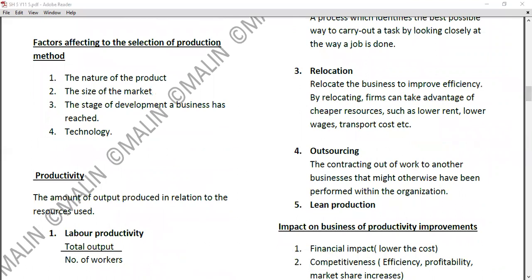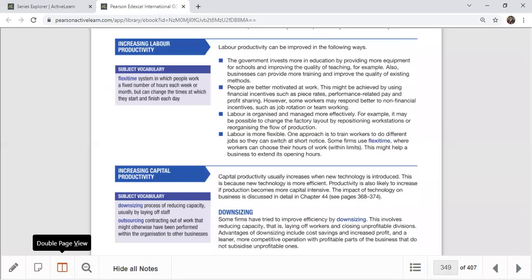The same things I have discussed here are there in the textbook material. The methods of improving labor productivity: government training programs. People are better motivated at work, like time rate, piece rate, performance-related pay, profit sharing. Labor organizing: manage more efficiently, like changing the factory layout, workstation, and reorganizing the flow of production. And finally, flexible working, like flexi-time and working from home. These are the main four methods of labor productivity improvement.